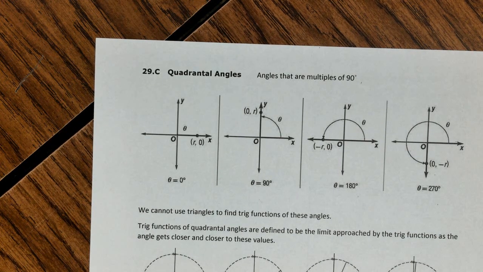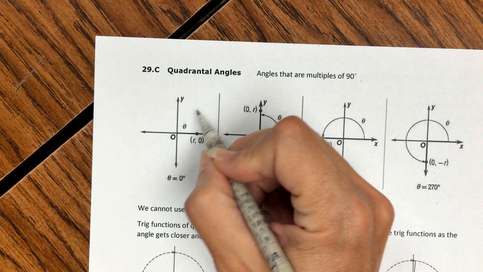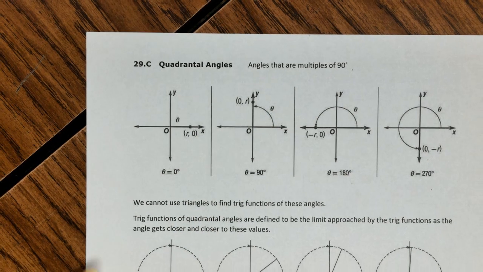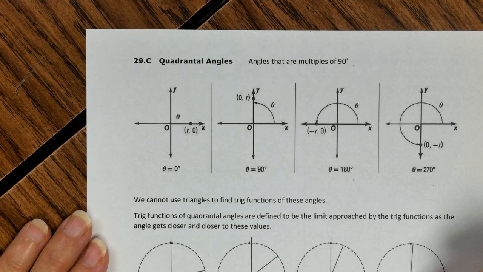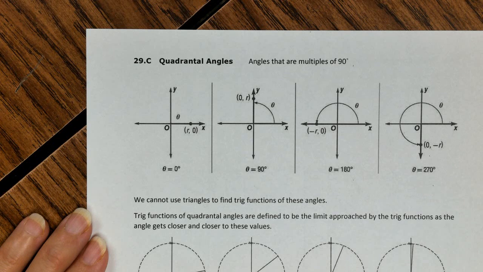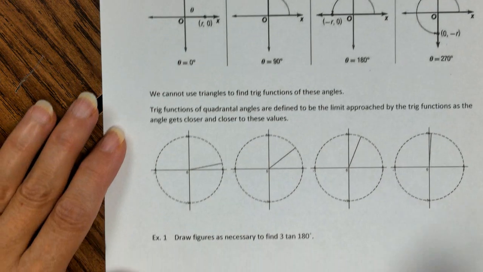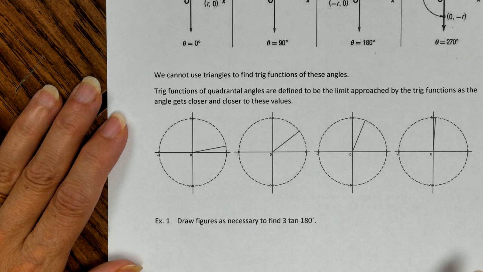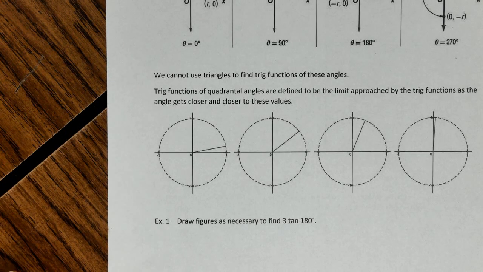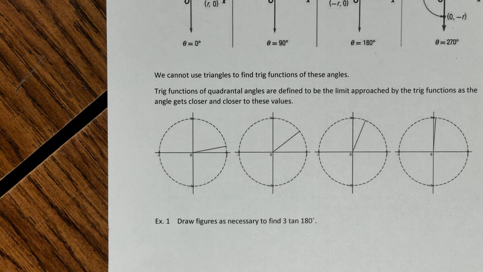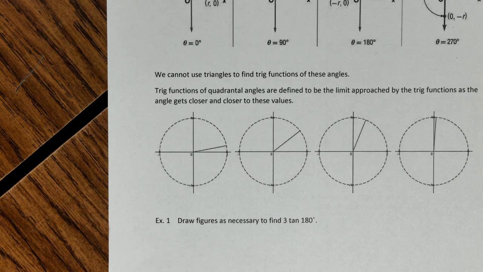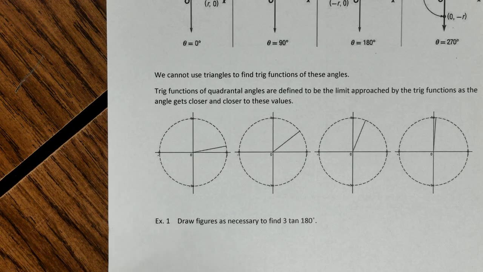So we can't exactly use triangles if we don't have a hypotenuse coming out into a quadrant somewhere. So what we're going to think about, though, is a collapsing triangle for just a moment. And that's what this is trying to get at. Trig functions of quadrantals are defined to be the limit approached by the trig functions as that angle gets closer and closer to 0 or to 90 and so on. And that's why we had part B, thinking about what happens as something's getting closer and closer to a number as it's approaching it.